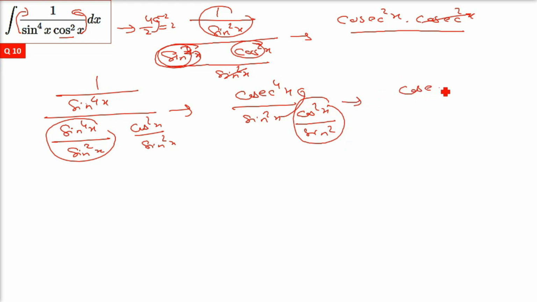So cosec 4x remains in the numerator. Sine square x goes up, it forms cosec square x. So cosec square x into cosec raised 4x, the powers get added. It will be cosec to the power 6x. Cos square x by sine square x will be cot square x. So now we have arrived at the right solution, the right way of solving it.